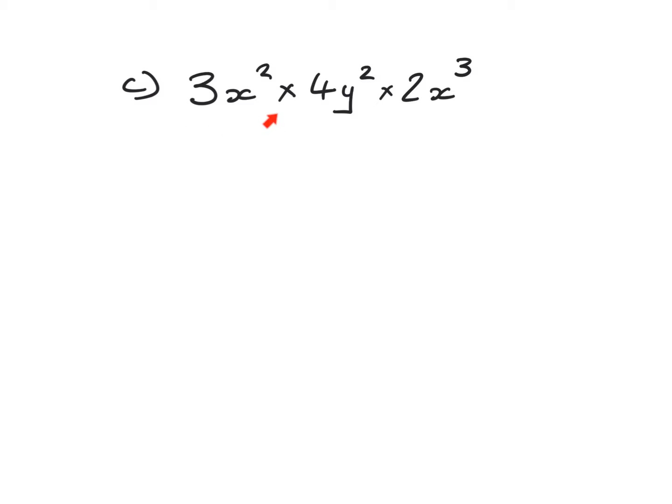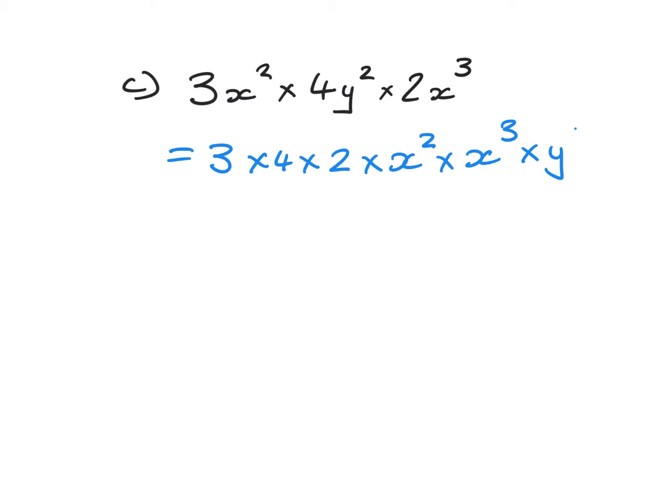Alright, here's one to challenge you. Try this one, put the video on pause and come back when you're ready. Alright, well, there's something I would do first of all. I would get these values, so these coefficients, I would group them together. Then I would find my bases and I would group them together. So it would look something like this. Equals 3 times 4 times 2 times x to the 2 times x to the 3 times y to the power of 2.